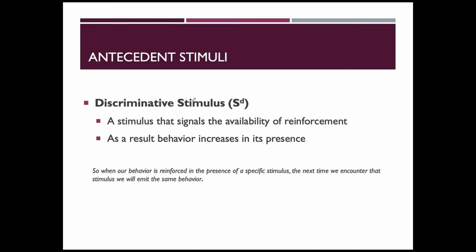So let's review some of the basics that we know about the variables that influence behavior. And this will focus more on problematic behavior, even though these stand for appropriate behavior as well. So we know that there are antecedent conditions that influence the occurrence of behavior. There are stimuli within the environment that evoke behavior because behavior that's occurred in the presence of those stimuli has been reinforced. So we talk about those in terms of discriminative stimuli, or SD for short. And that is a stimulus that signals the availability of reinforcement, and as a result, behavior increases in its presence.